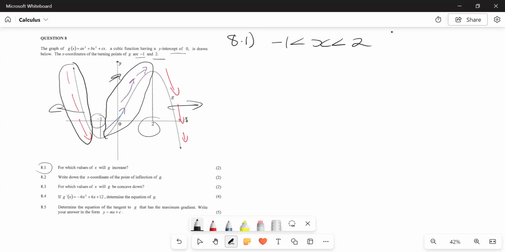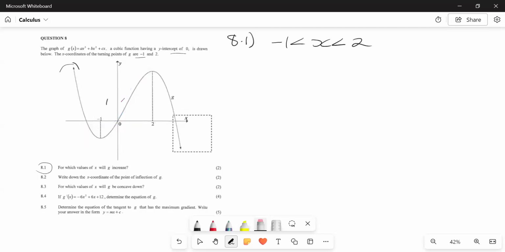Now, 8.2: write the coordinates of the point of inflection. Now, the point of inflection is the point which differentiates the concavity, concave up and concave down, right? So we can also get it using the second derivative and then equate it to 0, right?